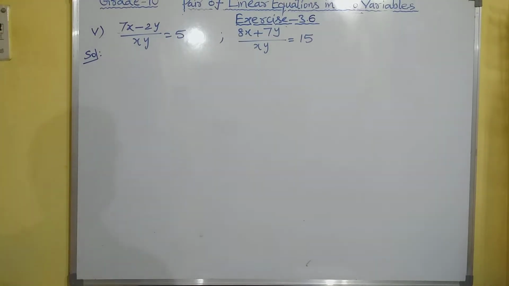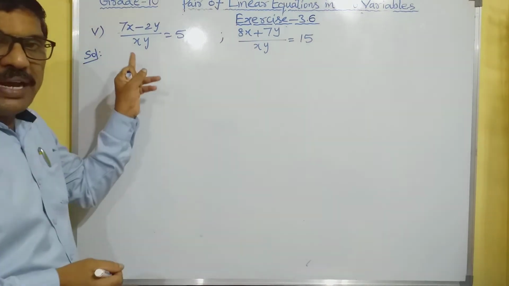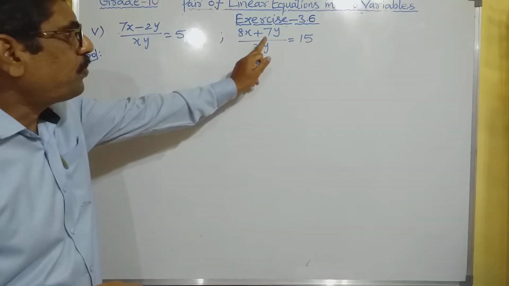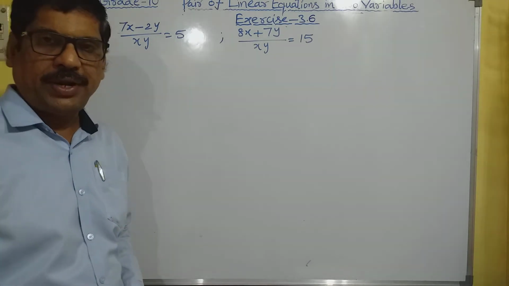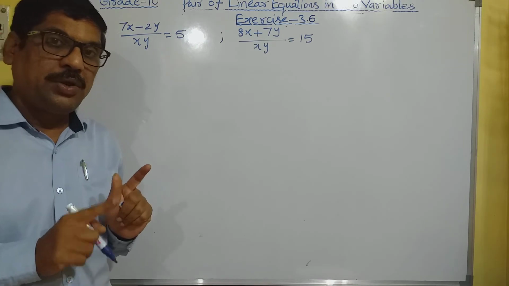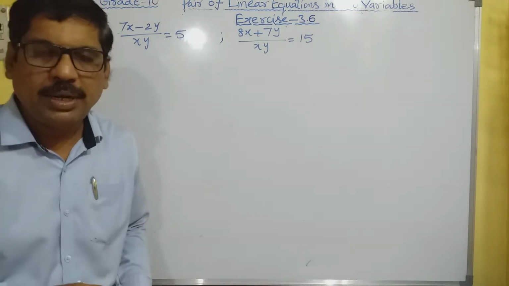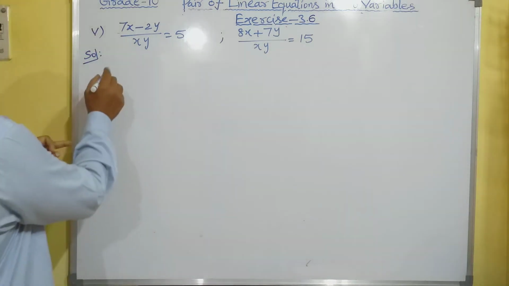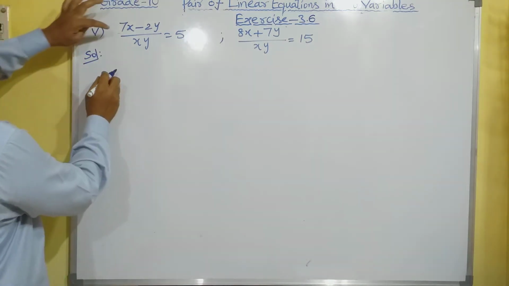Now look at the fifth problem. 7x minus 2y by xy is equal to 5 and 8x plus 7y by xy is equal to 15. Okay, here we have the variables in the numerator as well as in the denominator also. So how to solve this? You look at this. Now let us write the given equations like this.